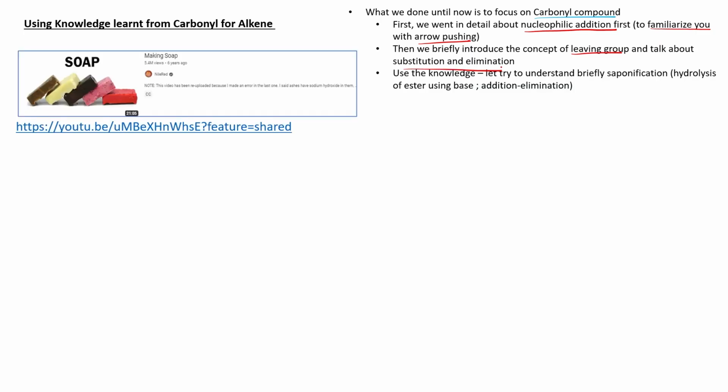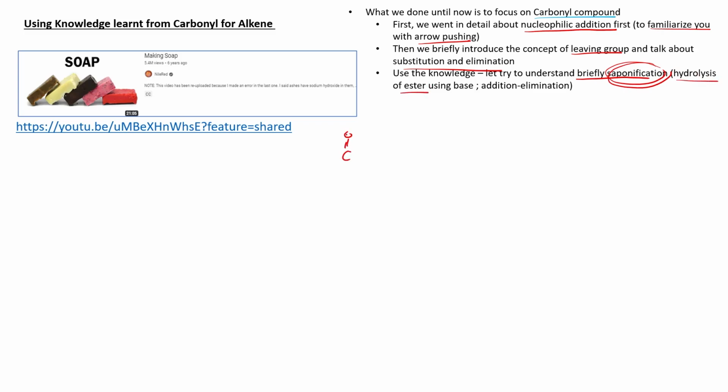Now what we have seen is that we focus on carbonyl compounds. From the beginning of the slides until now, you have learned about carbonyl compounds. We first went into detail about nucleophilic addition to familiarize you with arrow pushing, and then we briefly introduced the concept of leaving group and talked about substitution and elimination. Using this knowledge, let's try to understand saponification briefly. Saponification is basically hydrolysis of ester. We see what is ester.